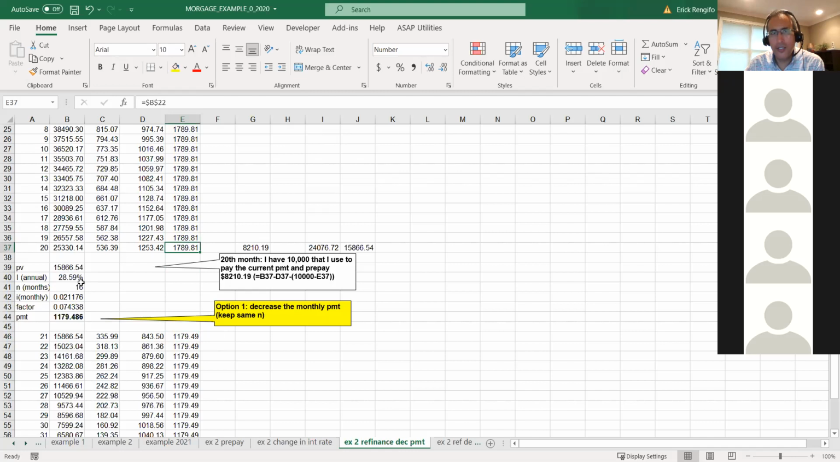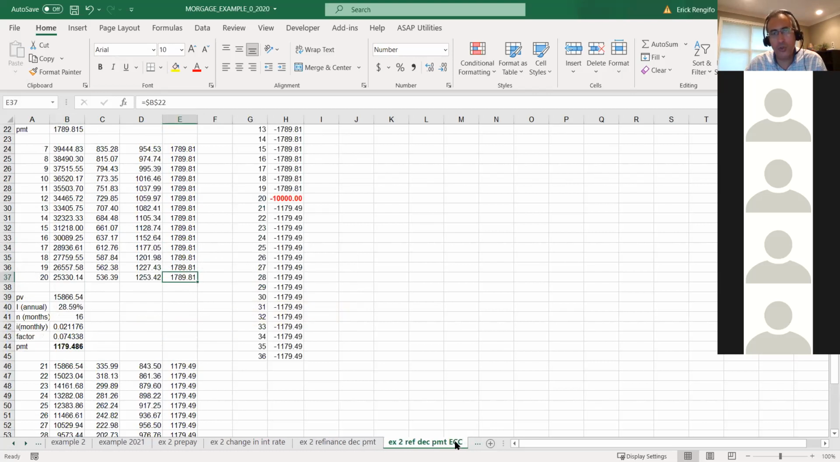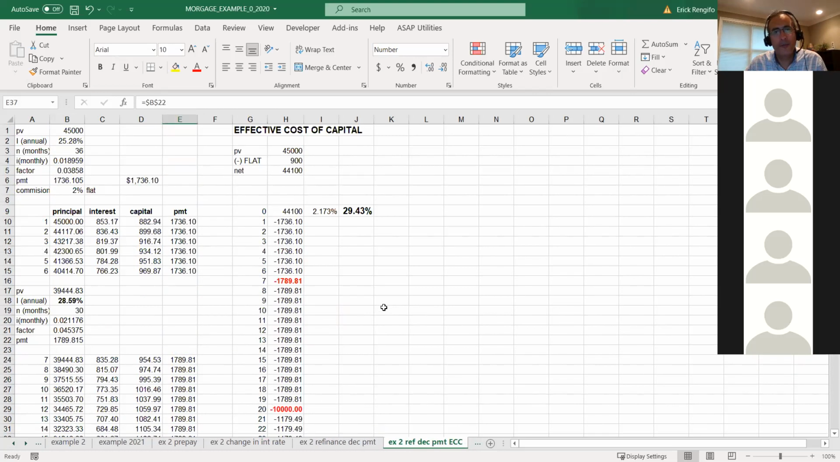You understand? If I want to keep the 16 months, my payments decrease from 1,789 to 1,179. That's clear. But what if you tell the bank, I want to continue, I've done my prepayment, I want to continue paying 1,789. So what is going to change here? The payment periods, right? So you're not going to be paying 16 months anymore. You're going to pay less than 16 months. So this is option number 2, and this is what we get here.